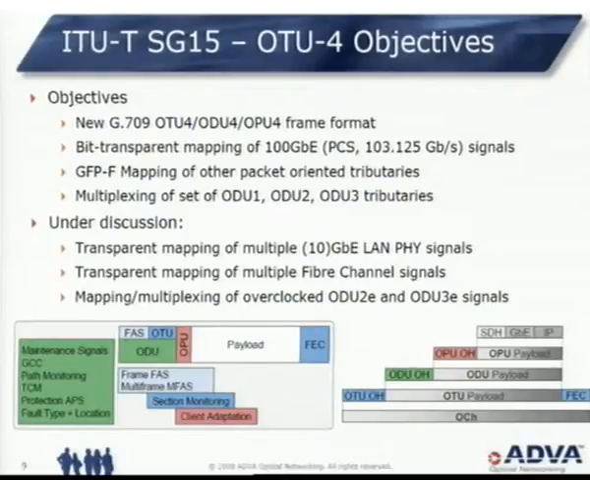Because if not, we end up with the mess we have at 10 gigabit Ethernet. We have 7 different mapping options for 10 gigabit Ethernet into OTH. Mainly based on the LAN PHY, but then there is this WAN PHY as well. And there's a very clear goal: no dedicated WAN PHY for 40 and 100 gig whatsoever.